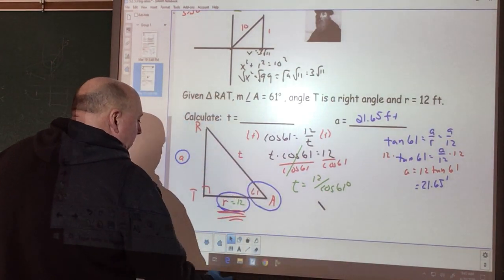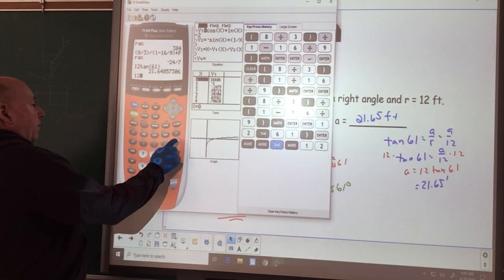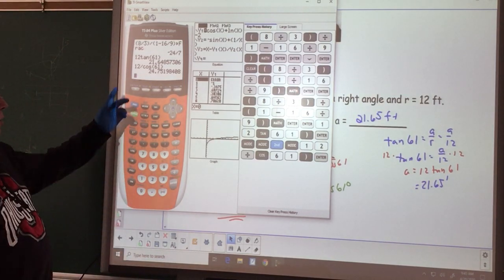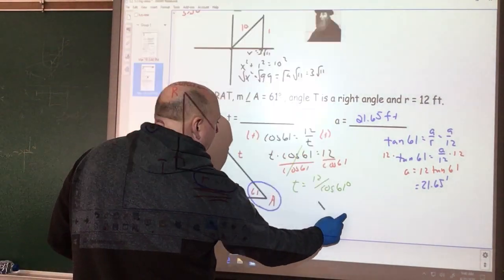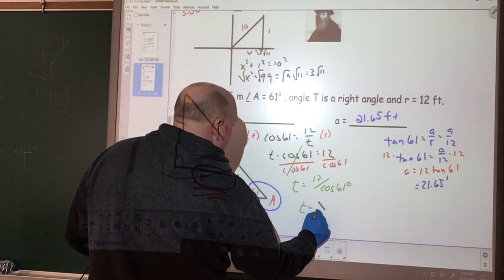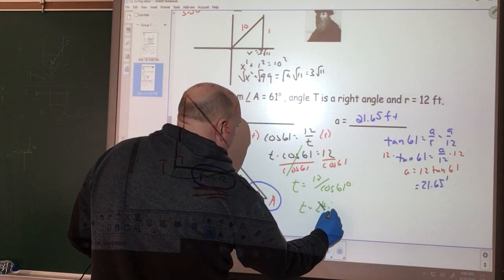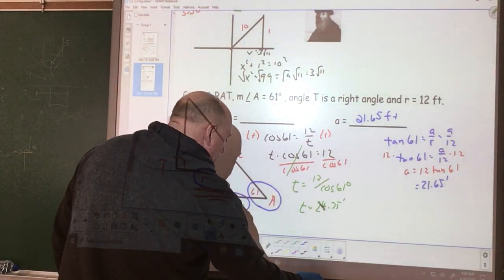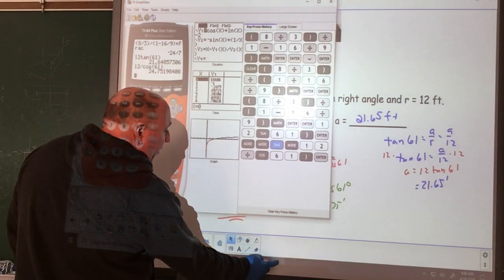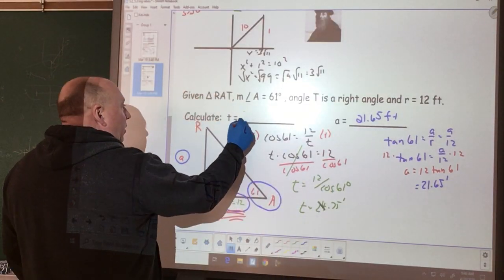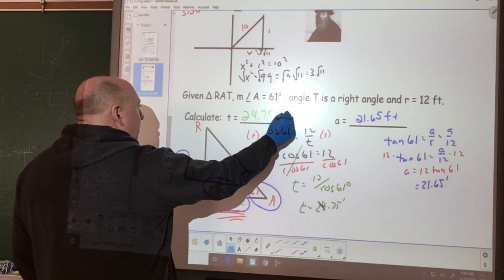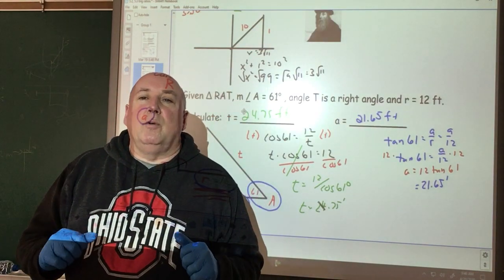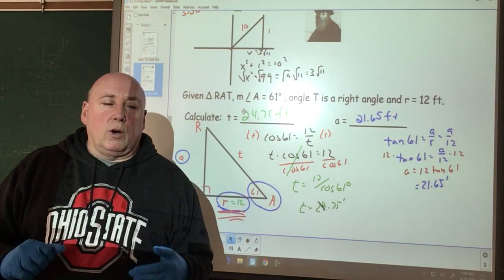So once again, going back to my calculator, we have 12 divided by cosine of 61. We get 24.75. And that's in feet. So we have 24, I hope I remembered that correctly, 24.75 feet. Once again, this should be all review for us. This should be nothing that's brand new to us. But hopefully we can work ourselves through this.